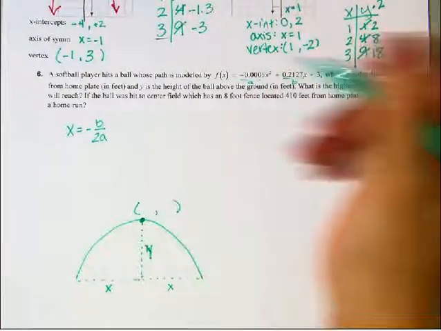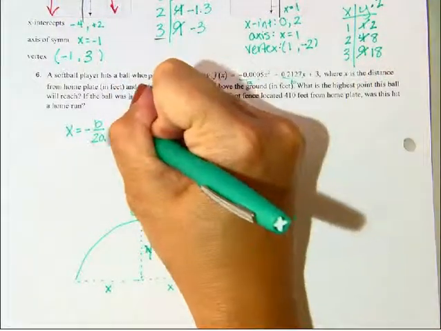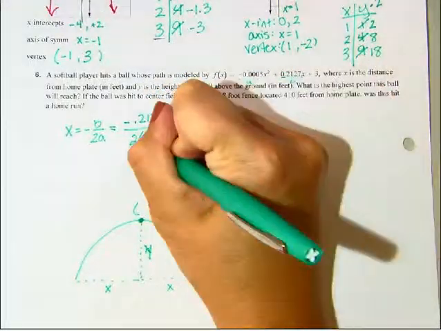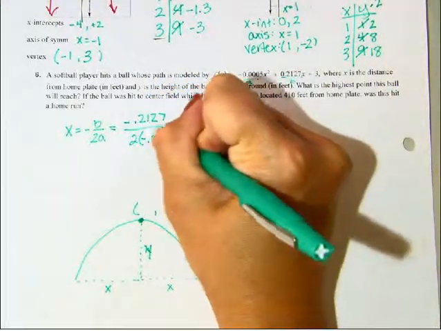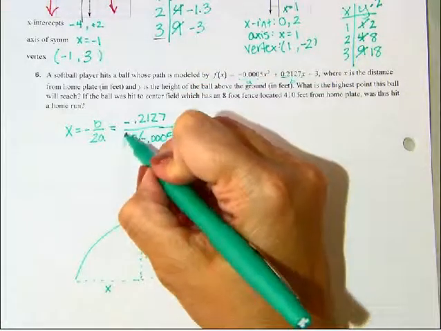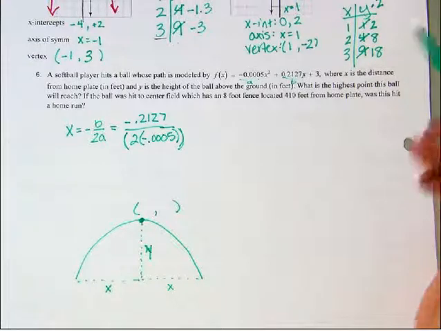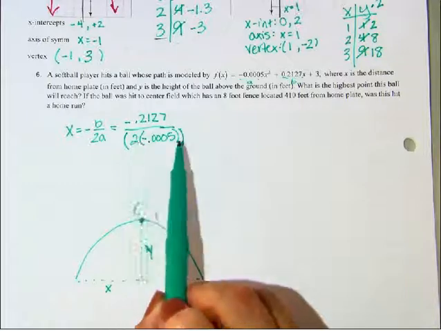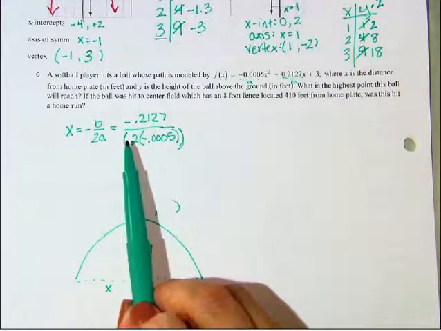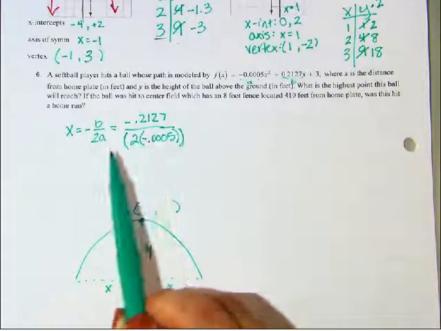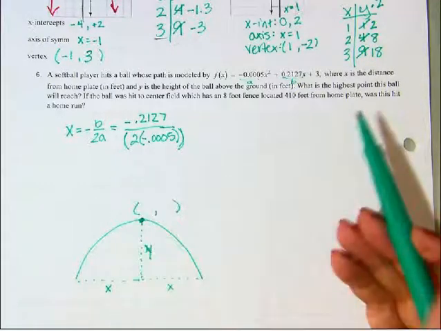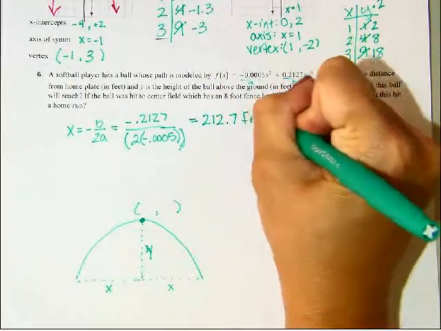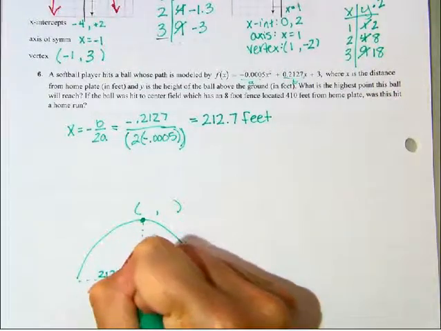So if I find x, I plug in negative b, which is 0.2127, over 2 times a, which is negative 0.0005. And you can just plug that in your calculator, but when you do, make sure everything on the bottom is in parentheses. Because if you just type this in as negative 0.2127 divided by 2 times this, without those parentheses, it'll divide by 2 and then it multiplies. So you have to put the parentheses around so it divides by all of that. All right? And you'll get 212.7 feet. So that's what this is, 212.7.